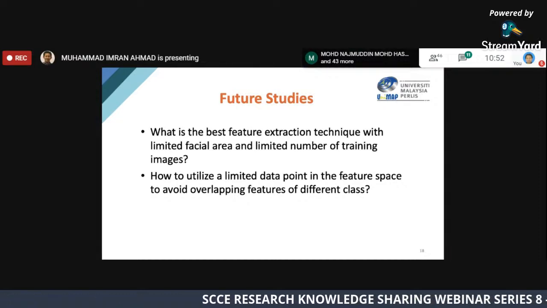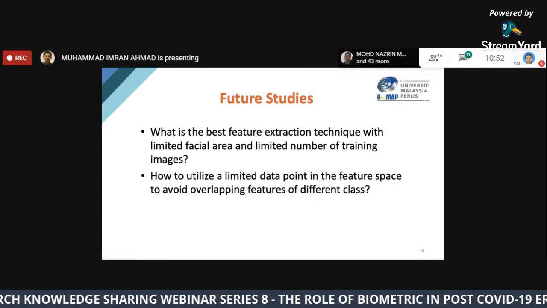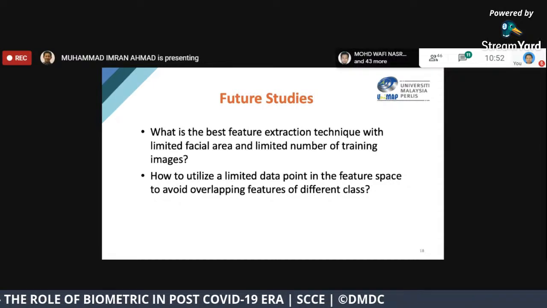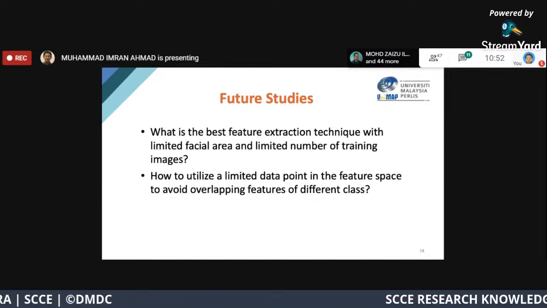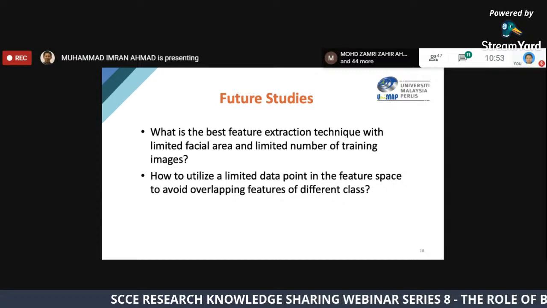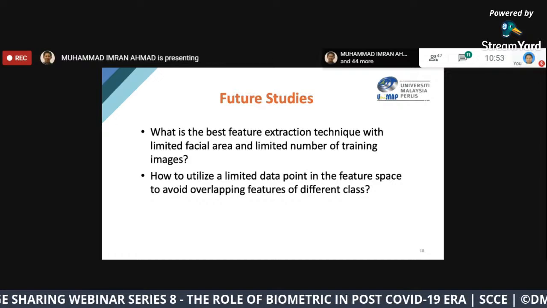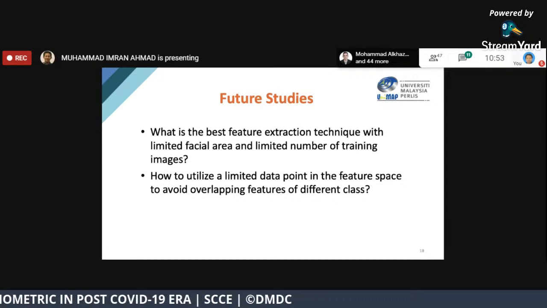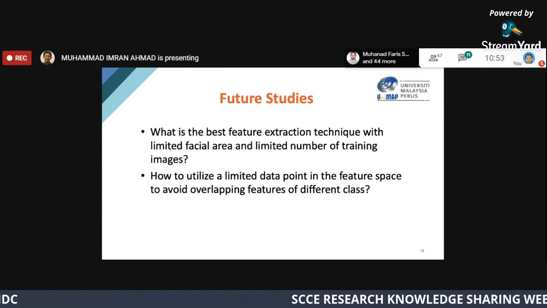So we need to think what is the best feature extraction. Maybe we need to apply information fusion, or maybe we need to enhance the existing feature extraction techniques. And for the future study, you need to think on how to utilize limited data points in the feature space. So when we have limited data points, at the same time, we need to avoid overlapping. Overlapping in the feature space will reduce the performance of the system. So how to overcome this problem? I think that's all for my presentation.